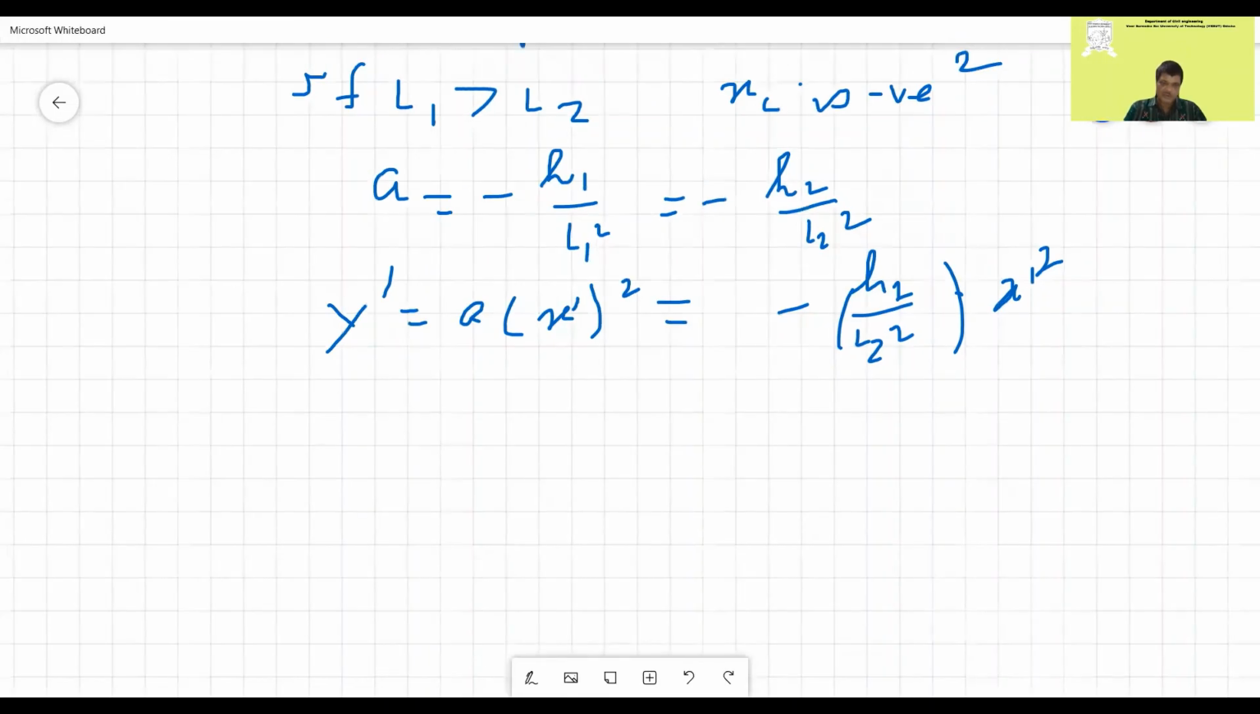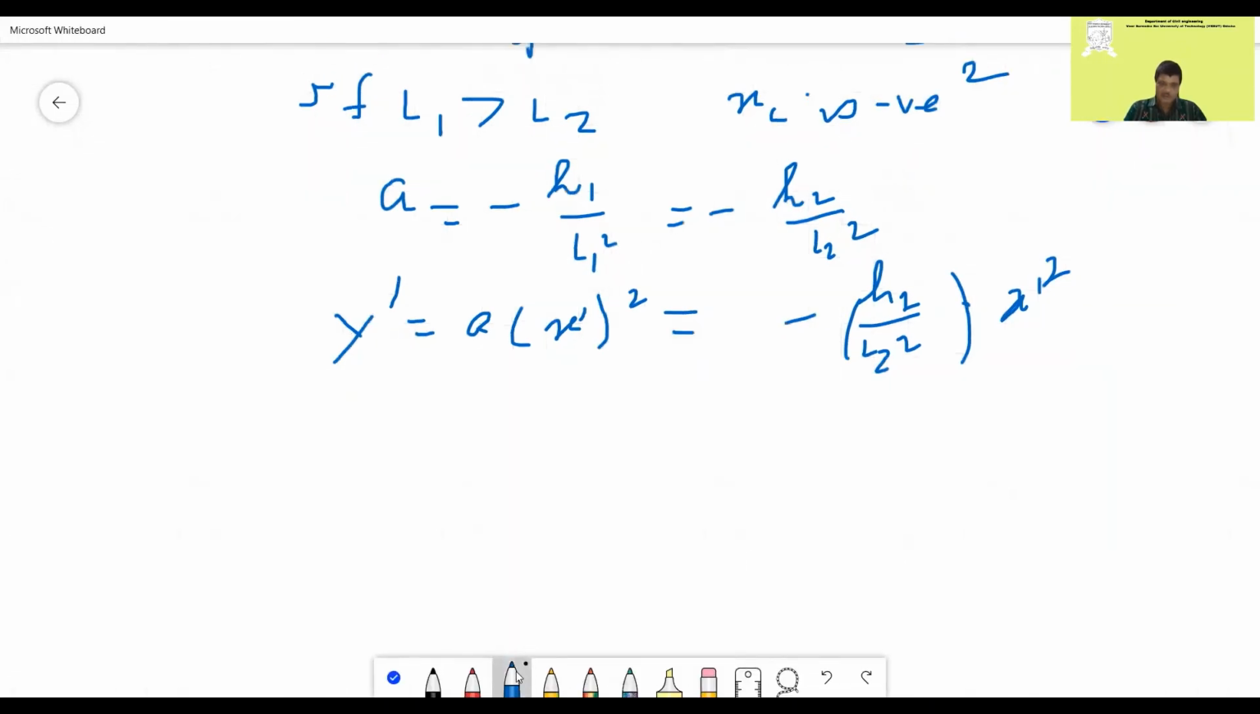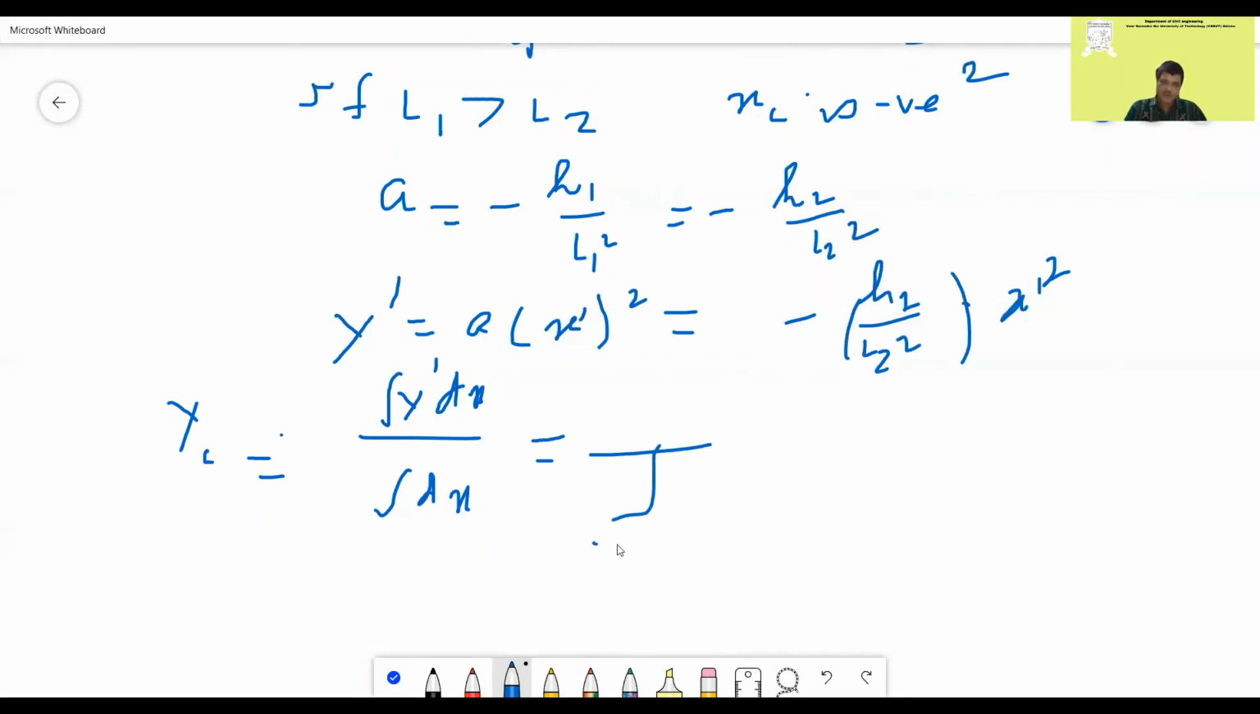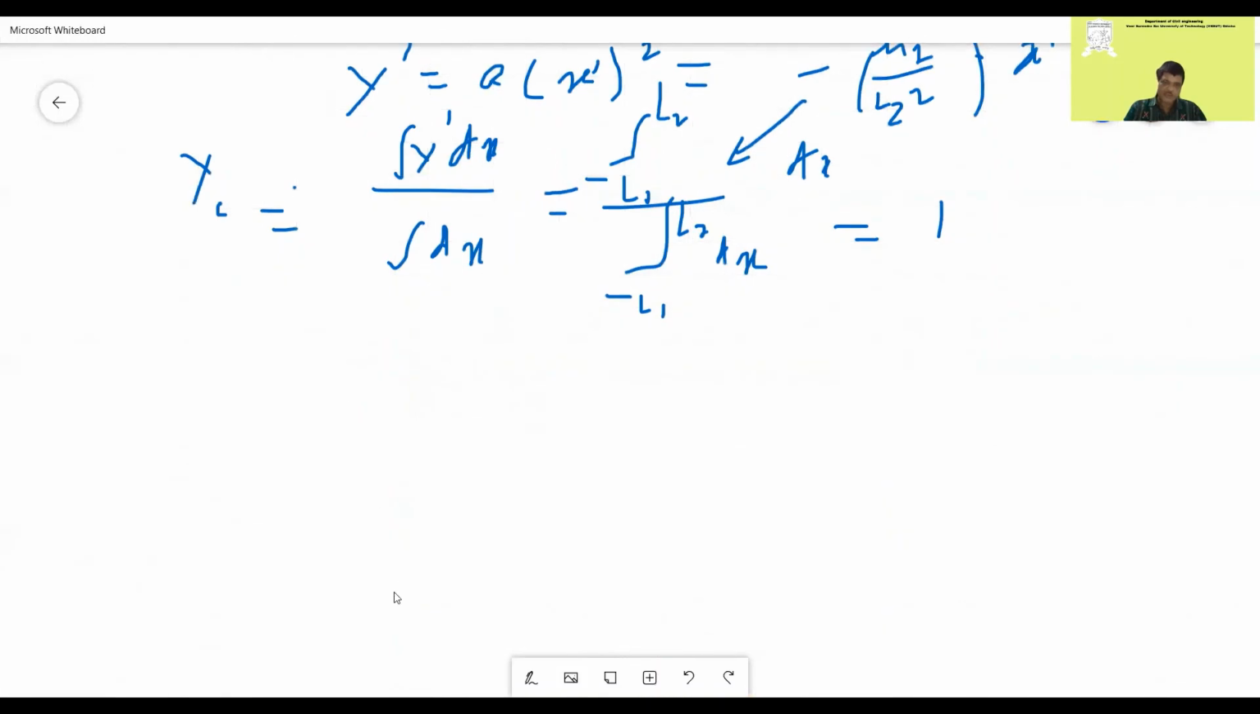So now YC can be obtained. YC will be equal to the integral of y dash dx divided by the integral of dx, where x varies from minus L1 to plus L2, and y dash is this into dx. If you do the integration and put in all these values, you will find the result will come like this.